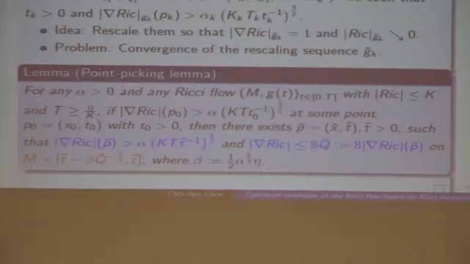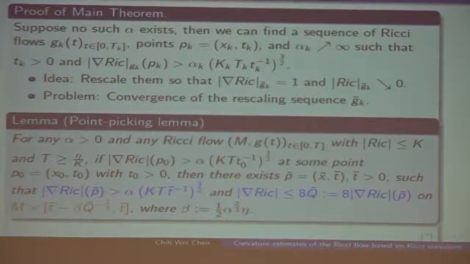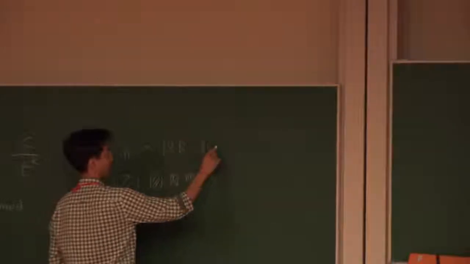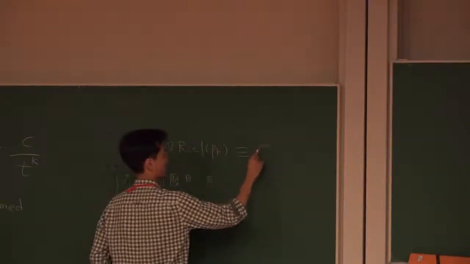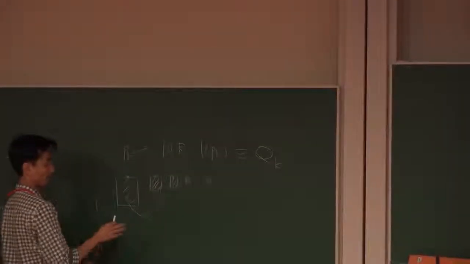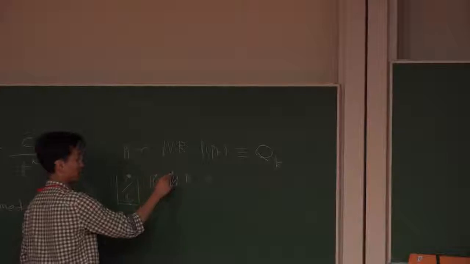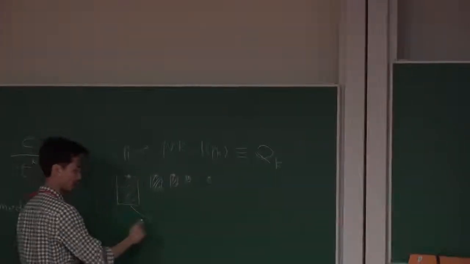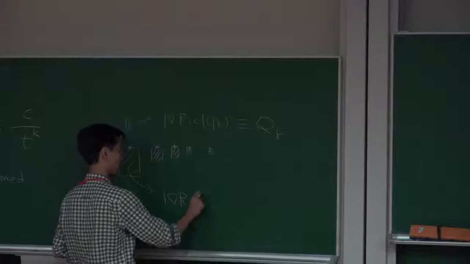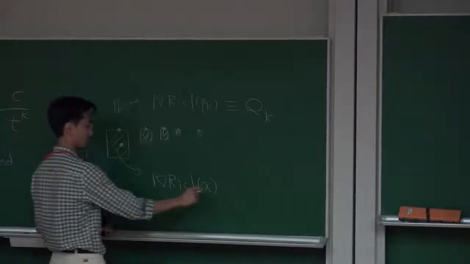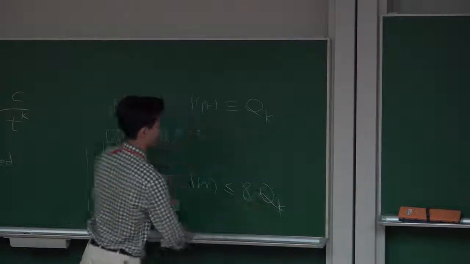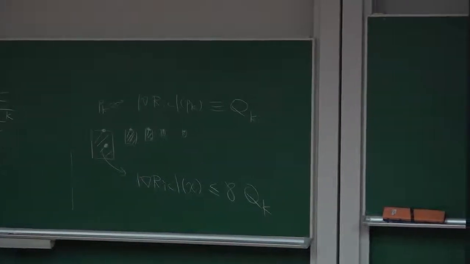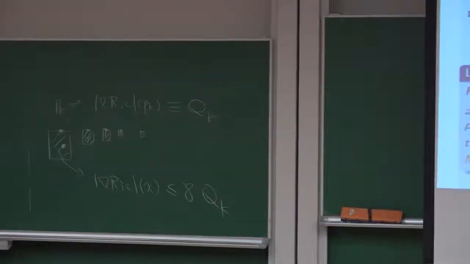Okay, at each point you need to find a parabolic neighborhood. And here you have the gradient of Ricci, which I denote by qk. Okay, and we want to find a good point to blow up. And we hope that each pk has a parabolic neighborhood in which this is less than 8 times this. So it's exactly the same situation that Perelman encountered in his analysis of singularity.